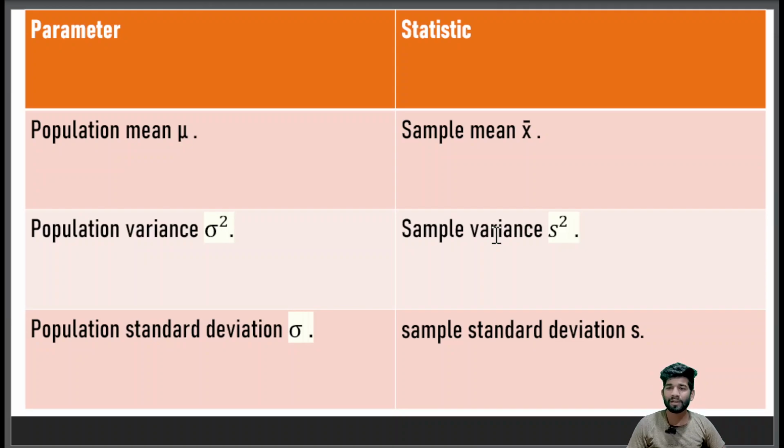Then the sample variance is S square. Population standard deviation is that sign. You have to comment it down. Then the sample standard deviation is S.